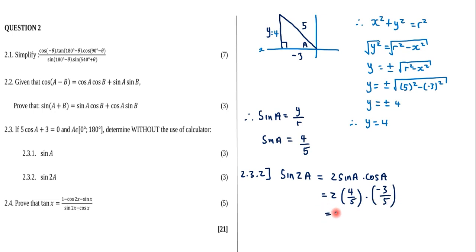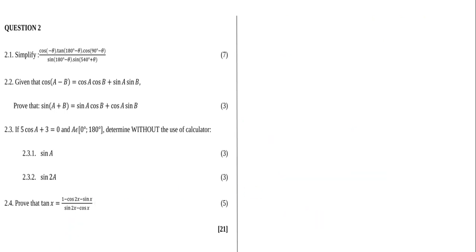Now here they say without the use of a calculator, which means we'll have to multiply on our own. Now 2 times 4 is 8. 8 times minus 3 is minus 24. And 5 times 5 is 25. And that is the value for sine 2a, and that is how we get our value for the 2.3 question. Now let's go to 2.4.